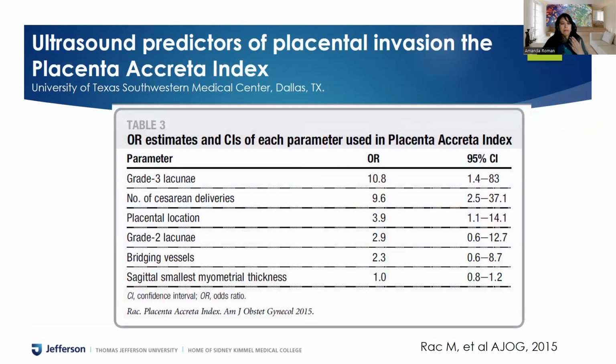So they have the placenta accreta index, trying to determine which one is more accurate, which one is going to tell us that it is truly a placenta accreta spectrum. The grade 3 lacuna is the most telling, associated with prior placenta previa, number of cesarean deliveries, placenta location, then grade 2 lacuna, bridging of the vessels, and myometrial thickness. So those are the better markers.